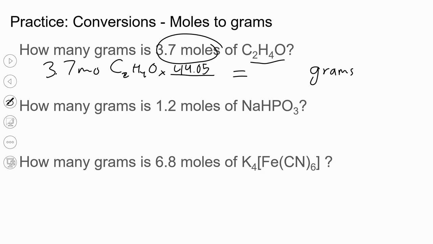44.05. How do I know that this goes on the top? The number always goes with grams, 1 always goes with moles. So then moles cancels. Then you multiply through. What do you end up with over here? 3.7 times 44.